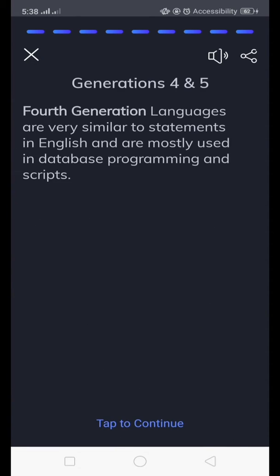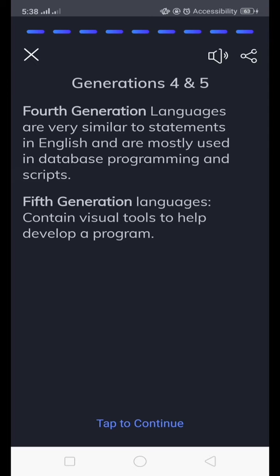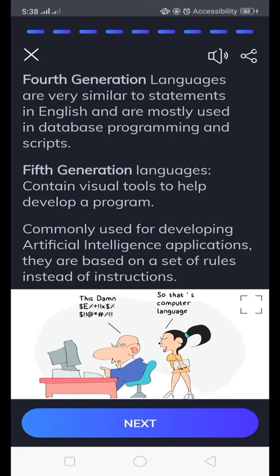Fourth-generation languages are very similar to statements in English and are mostly used in database programming and scripts. Fifth-generation languages contain visual tools to help develop a program. Commonly used for developing artificial intelligence applications, they are based on a set of rules instead of instructions.